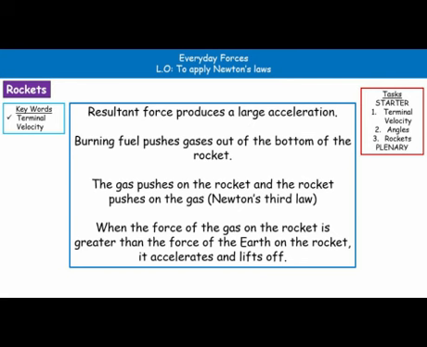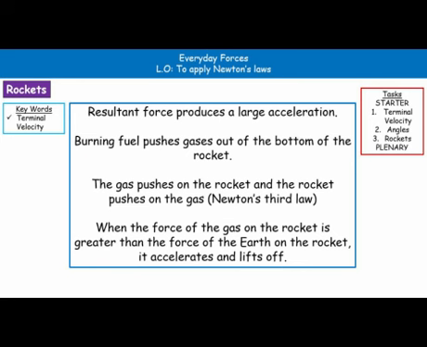Now, the way that we can produce that large acceleration is by burning all of that fuel. So where we've got rocket fuel and we burn it, what we end up with are loads of gases being pushed out the bottom of the rocket. As a result of that gas pushing out of the bottom, it's going to push against the rocket, and the rocket is going to push on the gas. So that's Newton's third law, remember. For every force, there is an opposite force. Now, when the force of the gas on the rocket is greater than the force of the Earth on the rocket, it's going to lift off and accelerate upwards.